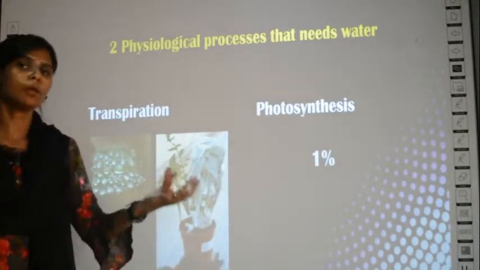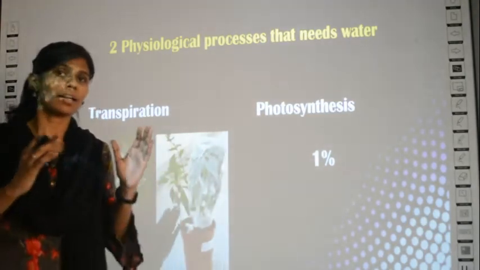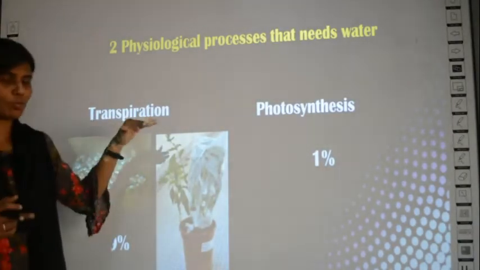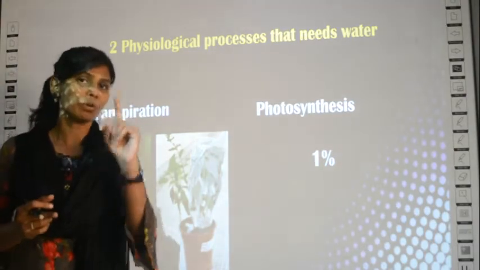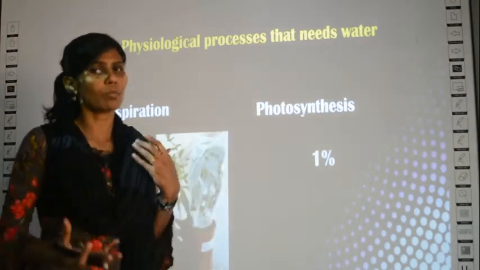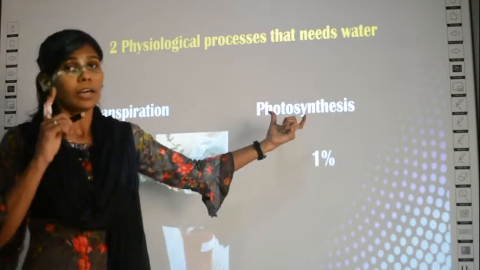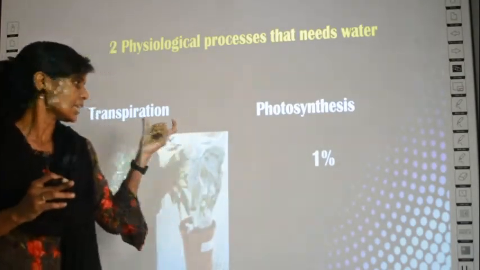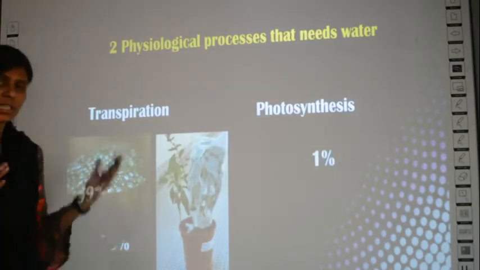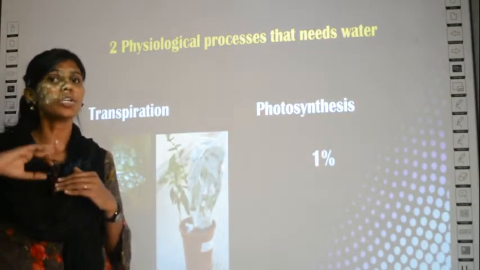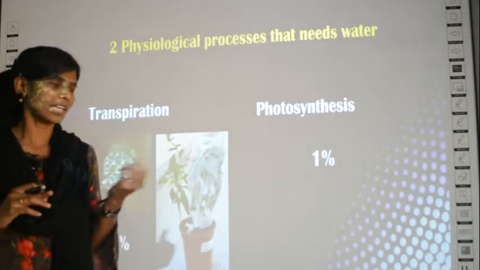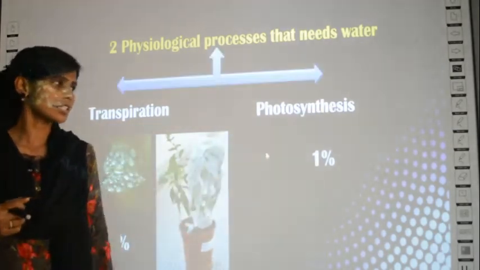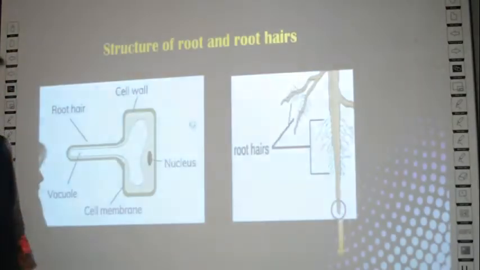Suppose we pour 100% of water to a plant, 99% of the water is lost through transpiration and only 1% of the water poured to the plant, or taken from the soil, is used for photosynthesis. So out of 100, 99 is lost by transpiration. It is evaporated or escapes out to the atmosphere through the leaves, and only 1% is used for photosynthesis. This ratio also you have to keep in mind.